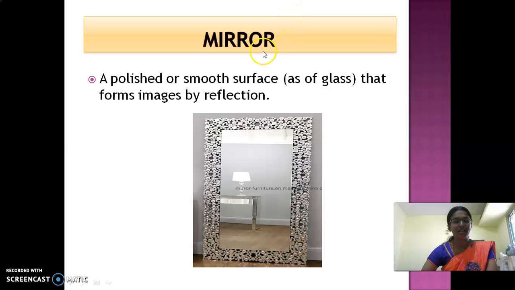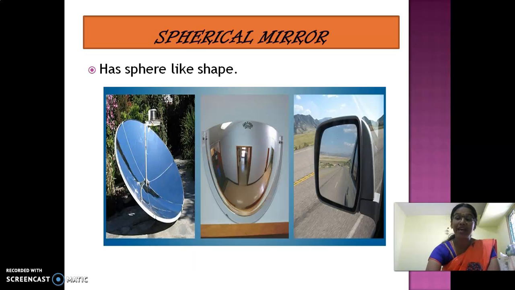Next thing is mirror. What do you mean by mirror? It is a polished or smooth surface where the image is formed by reflection is called as mirror. And we have two types of mirror. They are plain mirror and then curved mirror. So the example of curved mirror is spherical mirror because they have a sphere-like shape. That is why it is called spherical mirror. So spherical mirrors can be classified further into two types. They are concave and then convex mirror.